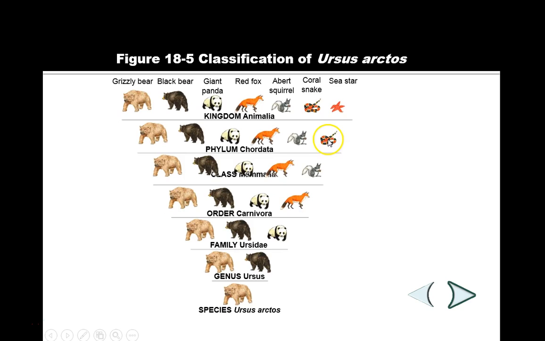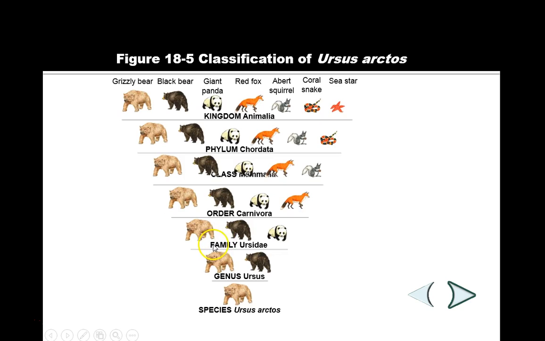This reptile is eliminated from the class Mammalia. So if we get down to the order Carnivora, it basically eliminates the squirrel. The squirrel does not belong to this order. It belongs to the order Herbivora. Now we can break down the carnivores into the next family, which is the Ursidae. Ursidae are bears. So the fox is eliminated from the bear family.